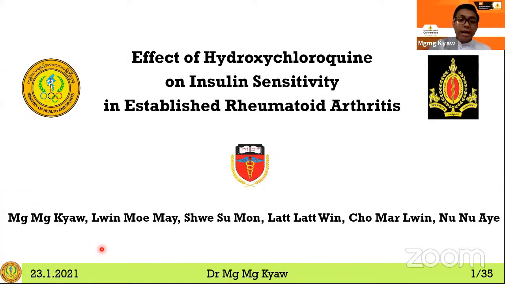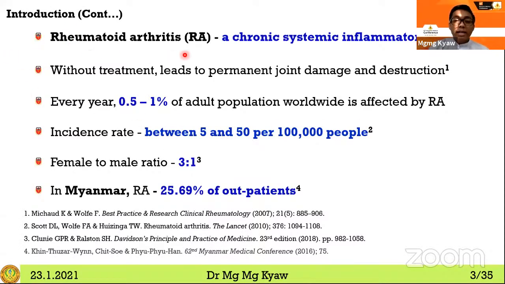Good evening, everyone. I am Dr. Mamang Chao from University of Medicine, Tongji. Today, I will talk about the effect of hydroxychloroquine on insulin sensitivity in established rheumatoid arthritis. Let's start with the introduction. As we know, rheumatoid arthritis is a chronic systemic inflammatory disease that, without treatment, leads to permanent joint damage and destruction.